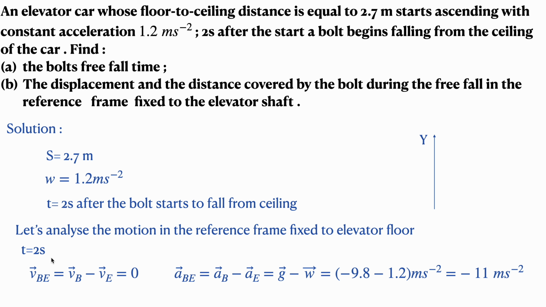At t equals 2 seconds, the velocity of bolt with respect to elevator floor will be velocity of bolt minus velocity of elevator equals 0. And acceleration of bolt with respect to elevator floor will be acceleration of bolt minus acceleration of elevator floor equals vector g minus vector w, which will be equal to minus 9.8 minus 1.2 meter per second square, which equals minus 11 meter per second square.